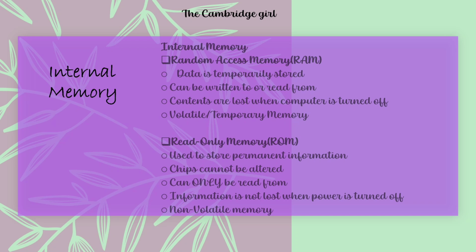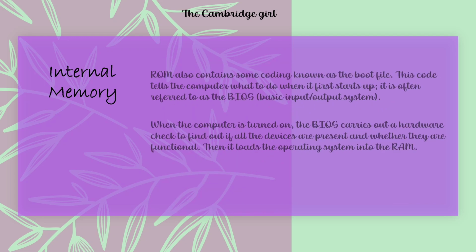It is used to store permanent information, and the chips of ROM cannot be altered. Data can only be read from this memory, and it is therefore called non-volatile memory. A ROM consists of a boot file which tells the computer what it needs to do when it first starts up. This is stored in the BIOS.